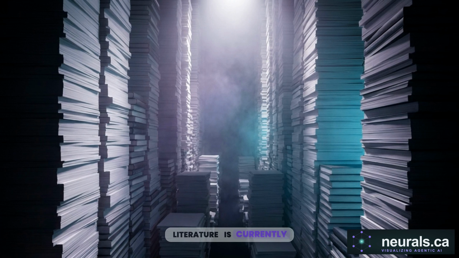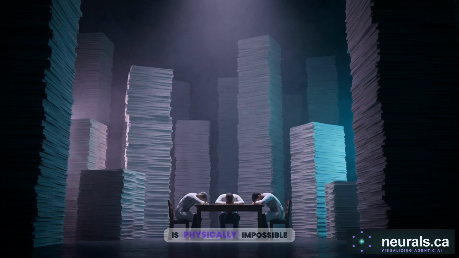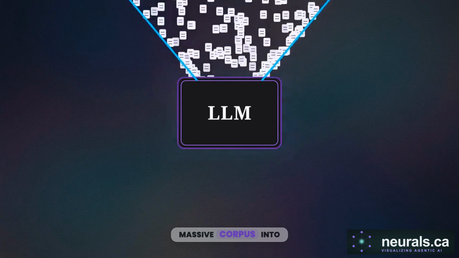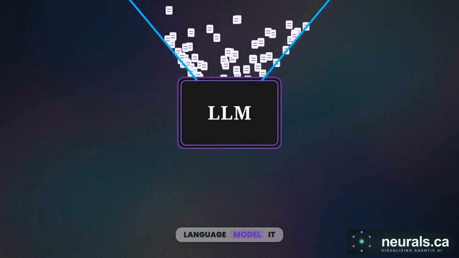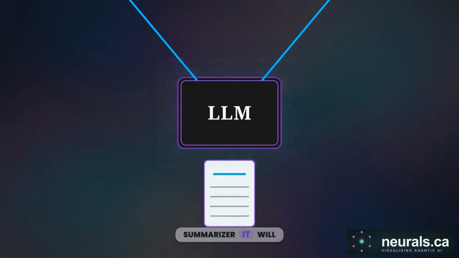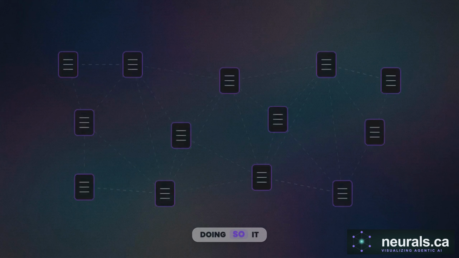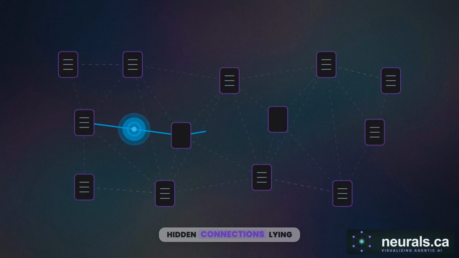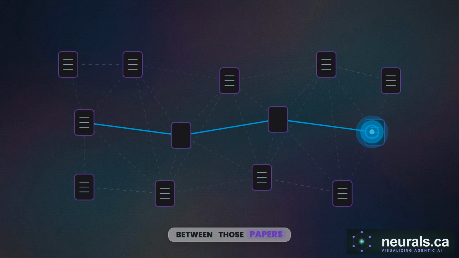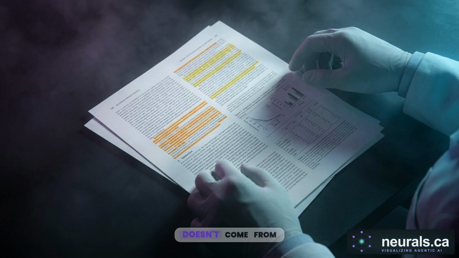Scientific literature is currently expanding by thousands of papers every single month. It is physically impossible for any human research team to read, synthesize, and cross-reference that volume of data. If you feed that massive corpus into a standard large language model, it acts as a summarizer. It will expertly repeat the answers that already exist. But by doing so, it completely misses the hidden connections lying between those papers. True scientific discovery doesn't come from querying what is already settled.